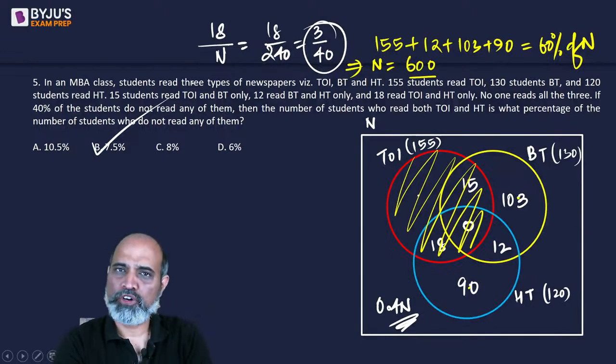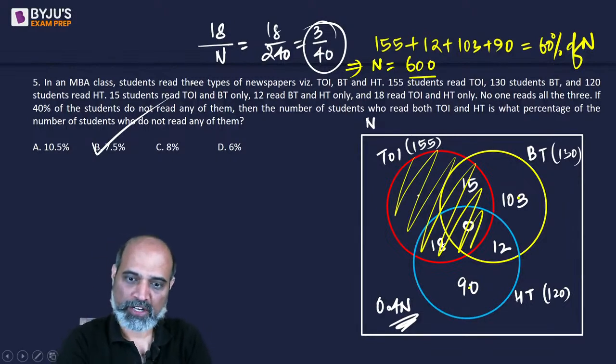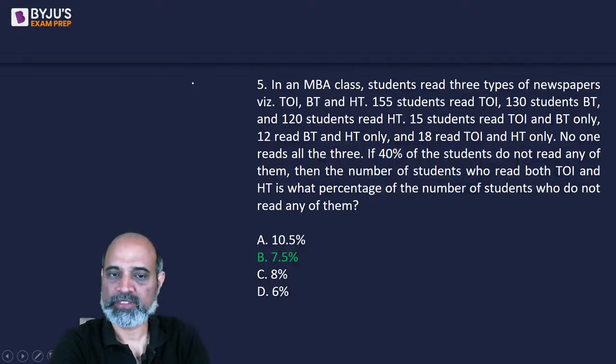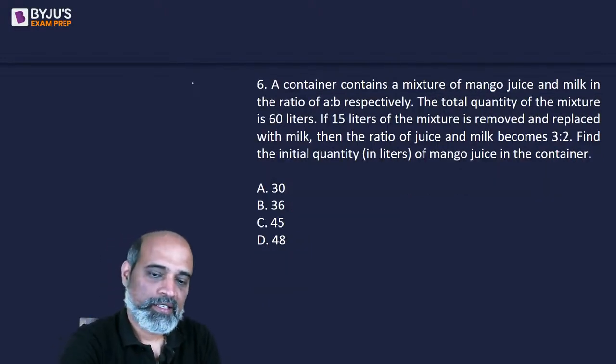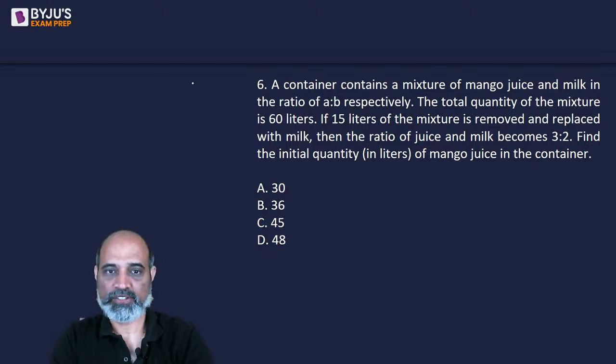right? 3 by 4 is 0.75. 3 by 40 is 0.075, and 0.075 is 7.5%. That's how I calculated it to be 7.5%. Okay. Yeah, Timothy, I saw that.